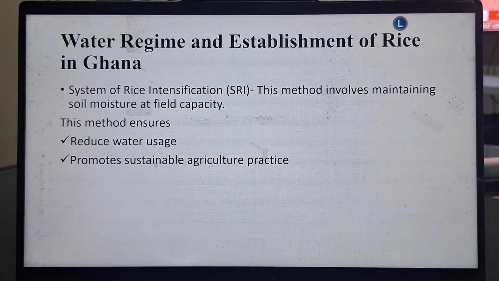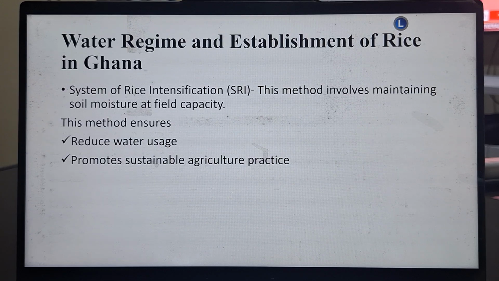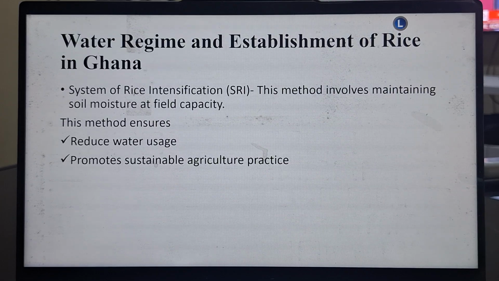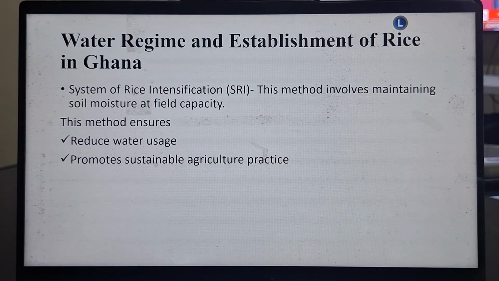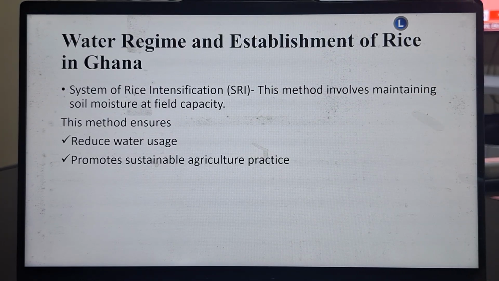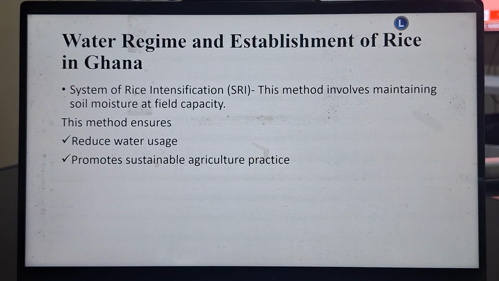The next one we are looking at is the system of rice intensification, which is the SRI. This method involves maintaining the soil moisture at field capacity. This is a bit dicey, and usually this method is used for upland rice, that is, rice that does not require much water for survival. This method reduces water usage and promotes sustainable agricultural practices, because water is one of the most scarce resources, and with this method you are able to save a lot of water.